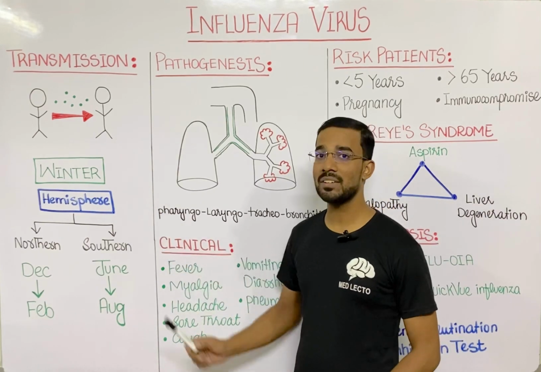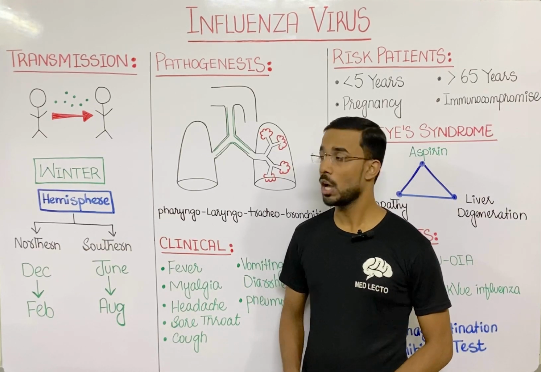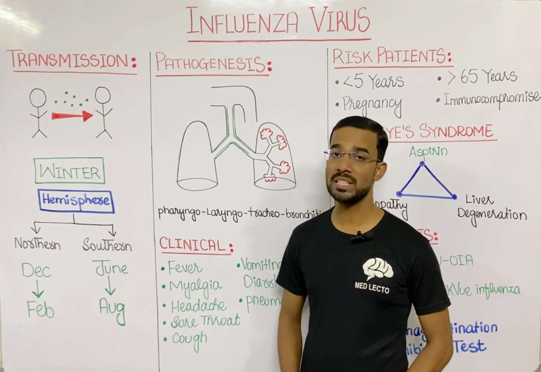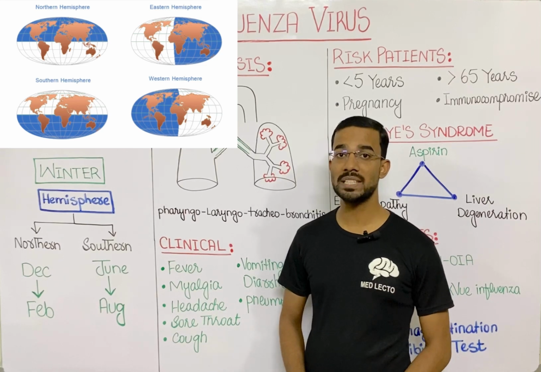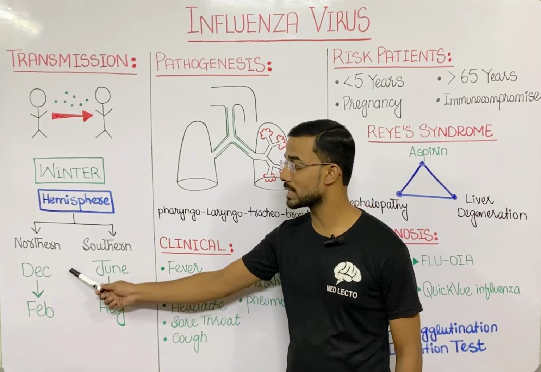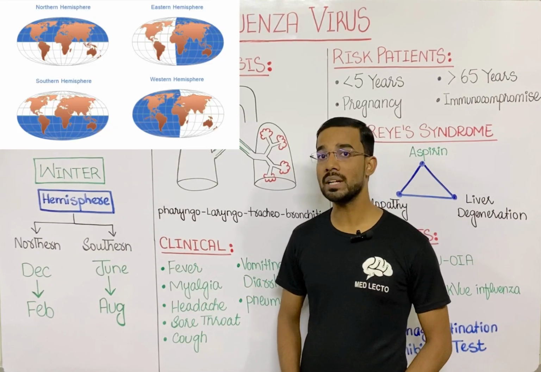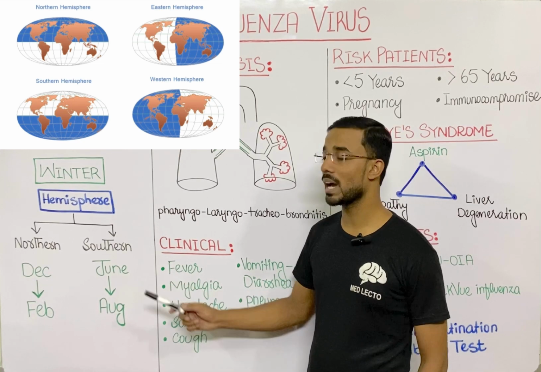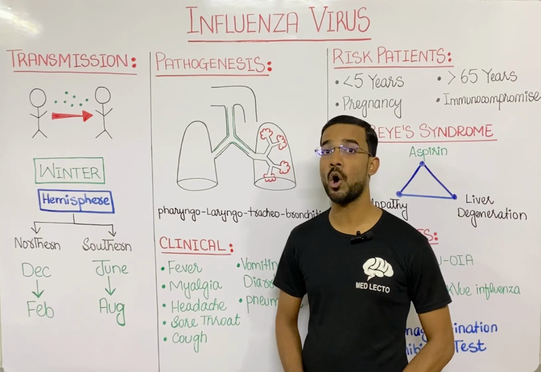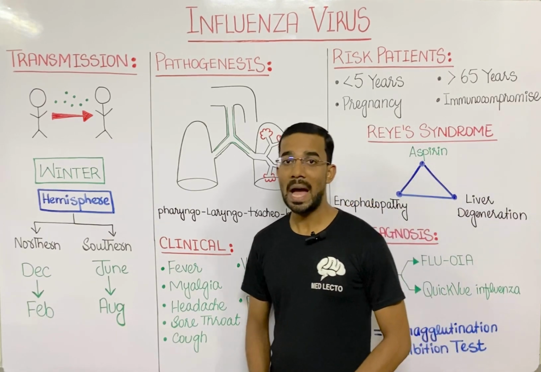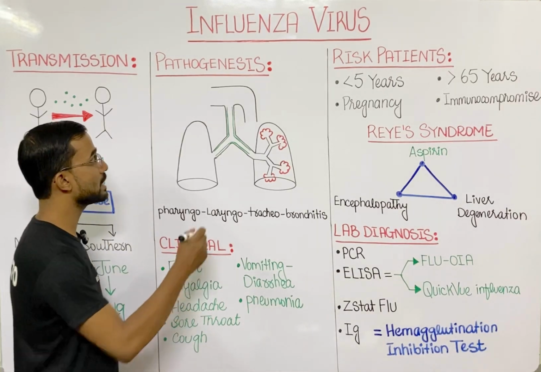It is mostly active in the winter season, and if we discuss it according to the hemisphere of the earth, in the northern hemisphere the winter season lies between December and February. But in the southern hemisphere, the winter season lies between June and August, and it mostly affects older people.